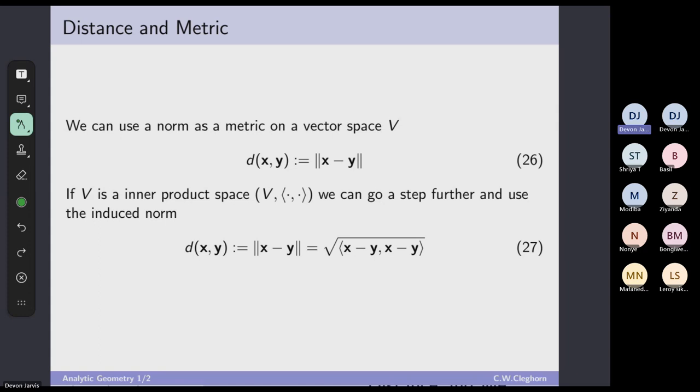So if V is an inner product space, we can go a step further and use the induced norm, which is the one that obviously comes from the inner product on that space.